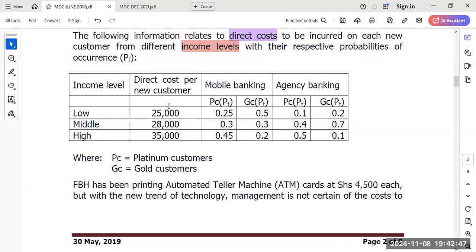We are here, colleagues. These are income levels. Are you in a position to see my screen?